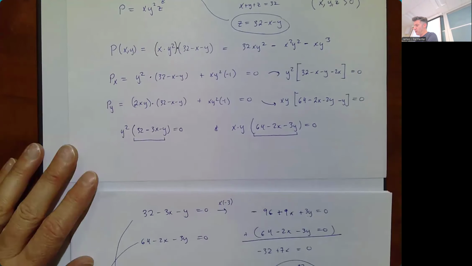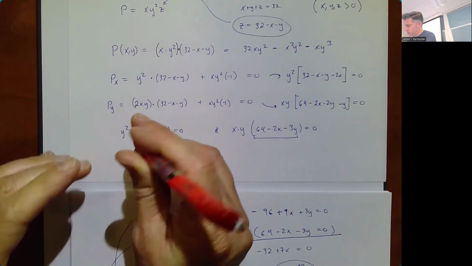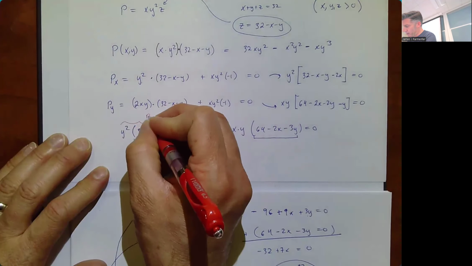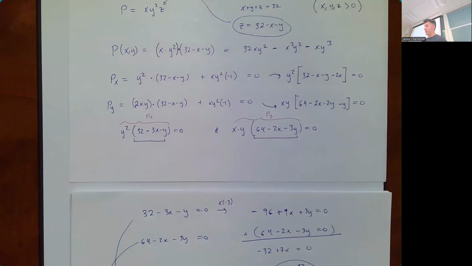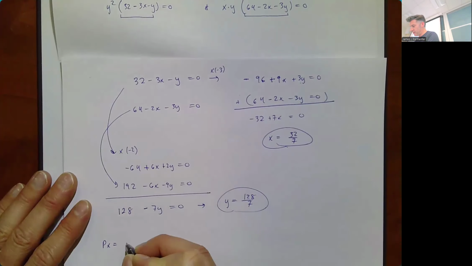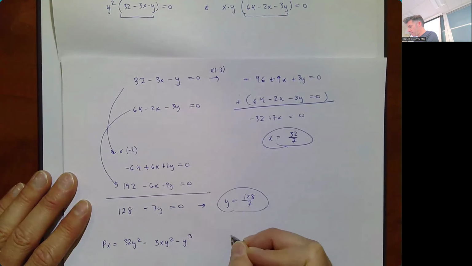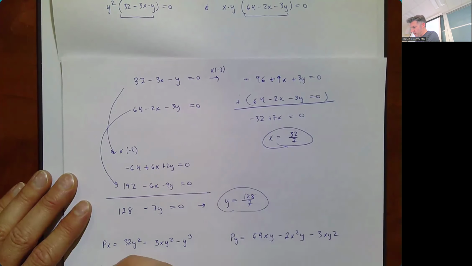But if I look at this here, here's my PX, there's my PY. I do think it's worth multiplying it out. So PX is 32y squared minus 3xy squared minus y cubed. And PY is 64xy minus 2x squared y minus 3xy squared.